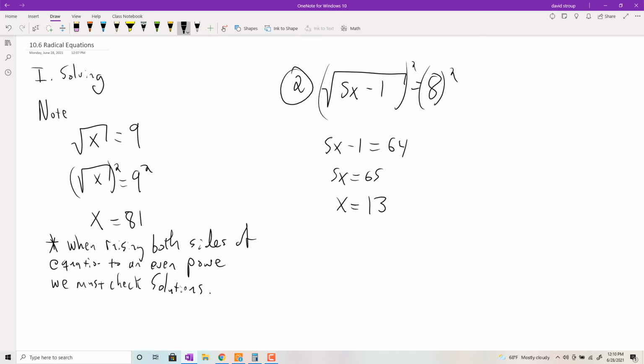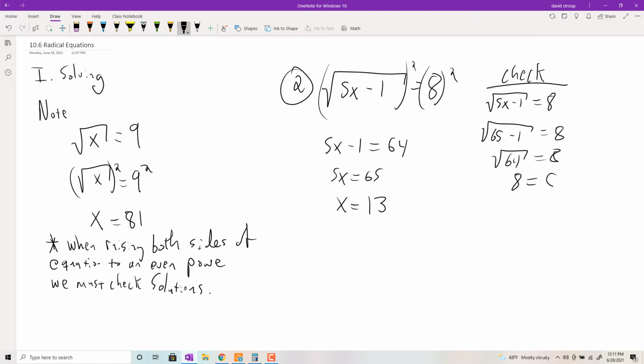Then we need to check this, and we have to check in the original equation, before we squared both sides. So I have to plug the 13 into the original equation. 5 times 13 is 65, minus 1. Square root of 64, and the square root of 64 is 8. Both sides are 8, so that's a true statement. Therefore, it is the solution.